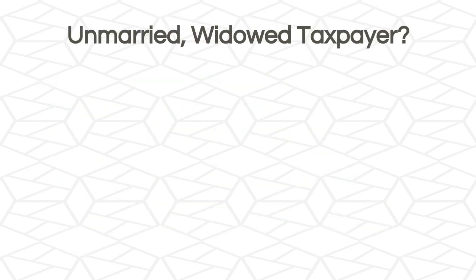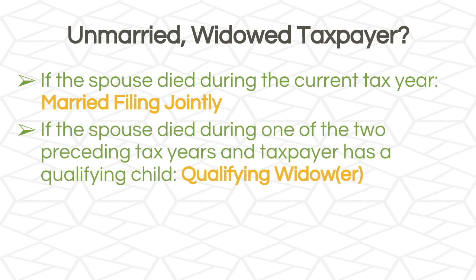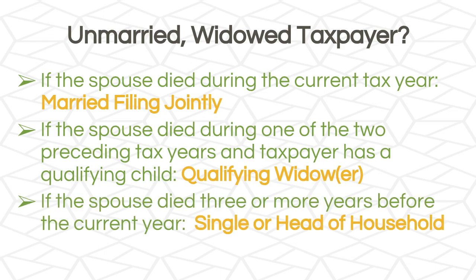So if the taxpayer is unmarried and widowed, if the spouse died during the current tax year, then the taxpayer can file as married filing jointly. If the spouse died during one of the 2 preceding tax years and the taxpayer has a qualifying child, then they can file as qualifying widow or widower. And if the spouse died 3 or more years before the current tax year, the taxpayer can file as single or head of household.